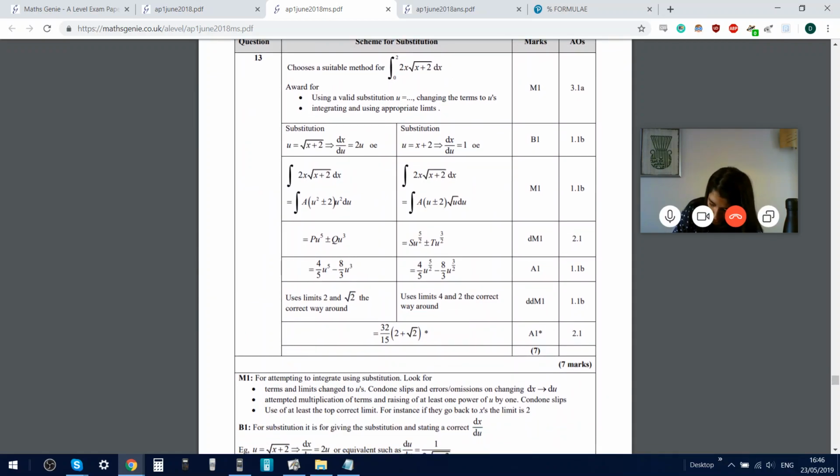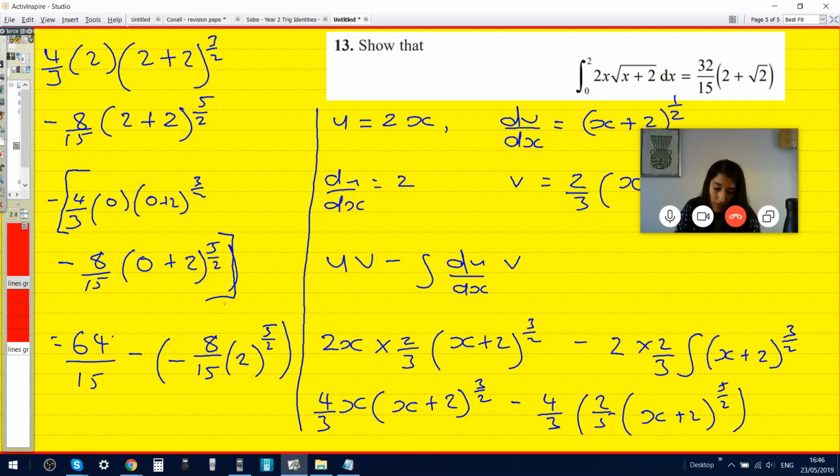And then you get 2 plus root 2. So 32 over 15, brackets 2 plus root 2. Yeah, I got it. There you go. Okay, any questions there? No. Well done.